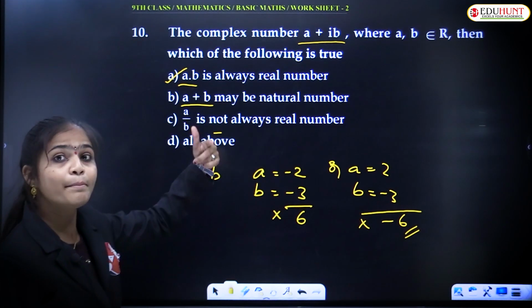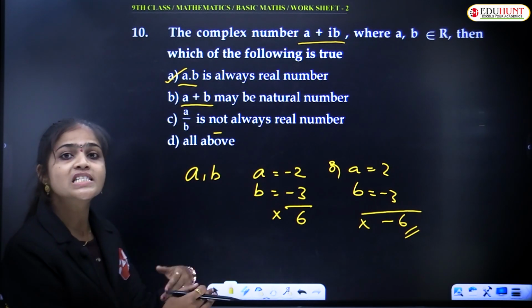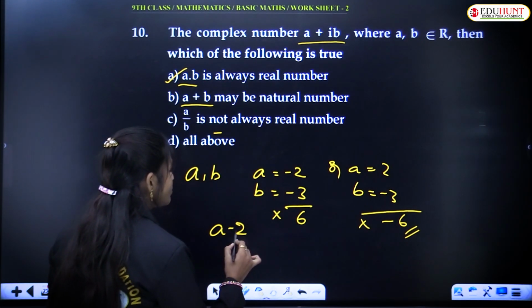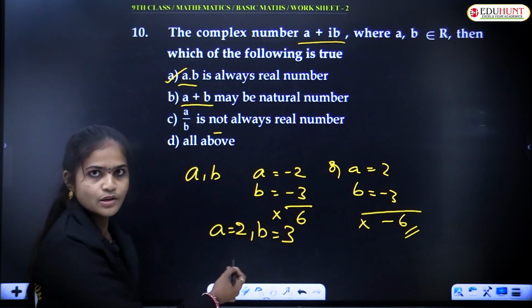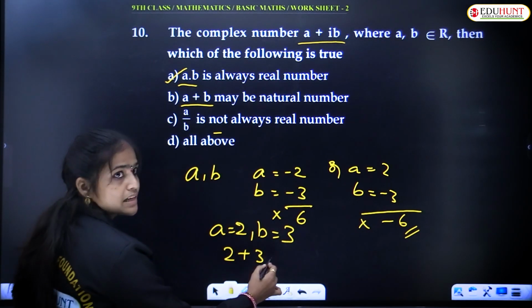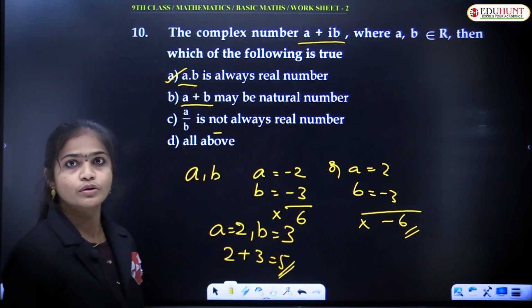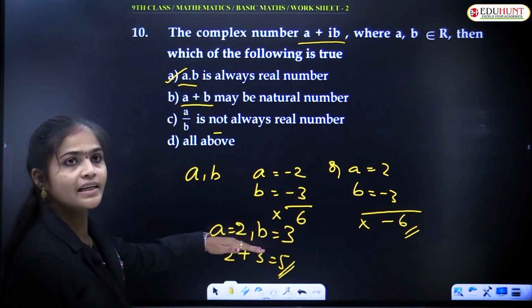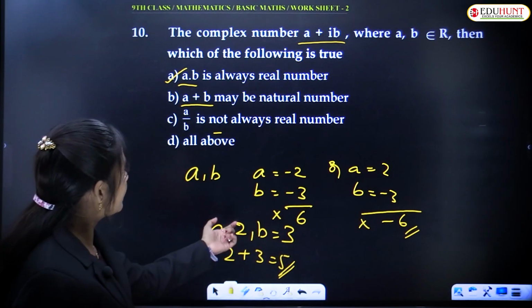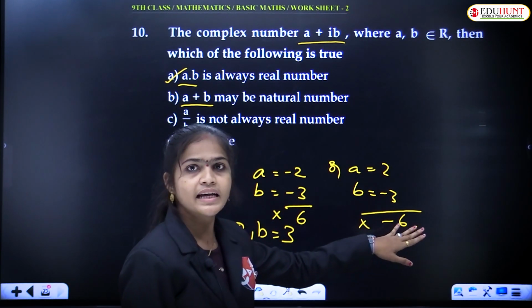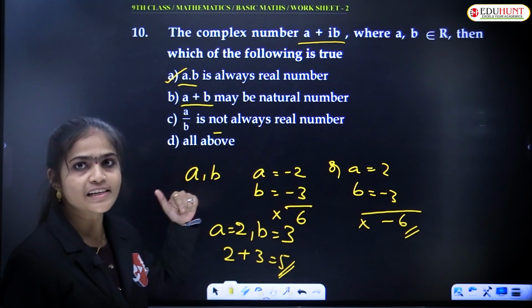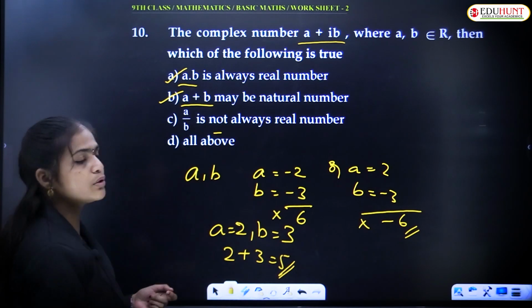Okay, next is the true statement they are asking. a plus b may be a natural number, which means there is a possibility to get a natural number. Maybe both are positive numbers. Like this we can take real numbers a and b. So here 2 plus 3 is equal to 5. Is it a real number or not? Yes. Sometimes if you take positive values, then you will get a natural number. If you take some negative numbers, then we will get integers. So there is a possibility to get a natural number, yes, this is also correct.